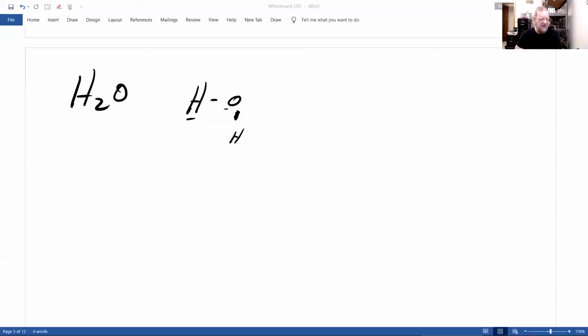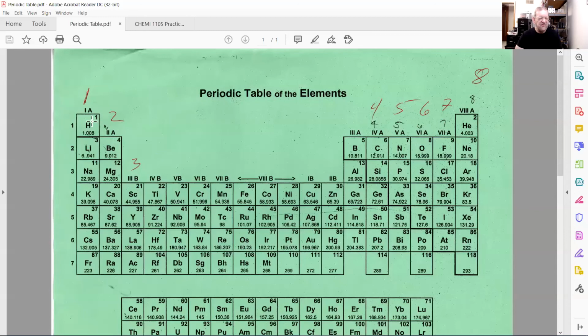If we look at the periodic table, hydrogen is all the way on the left here. Oxygen's way over here on the right. So oxygen is much, much more electronegative. Remember, as you go from left to right, you get more electronegative elements, and also when you go from the bottom to the top. But in this case, oxygen, all the way over here on the right, is more electronegative than a little hydrogen all the way over here on the left.